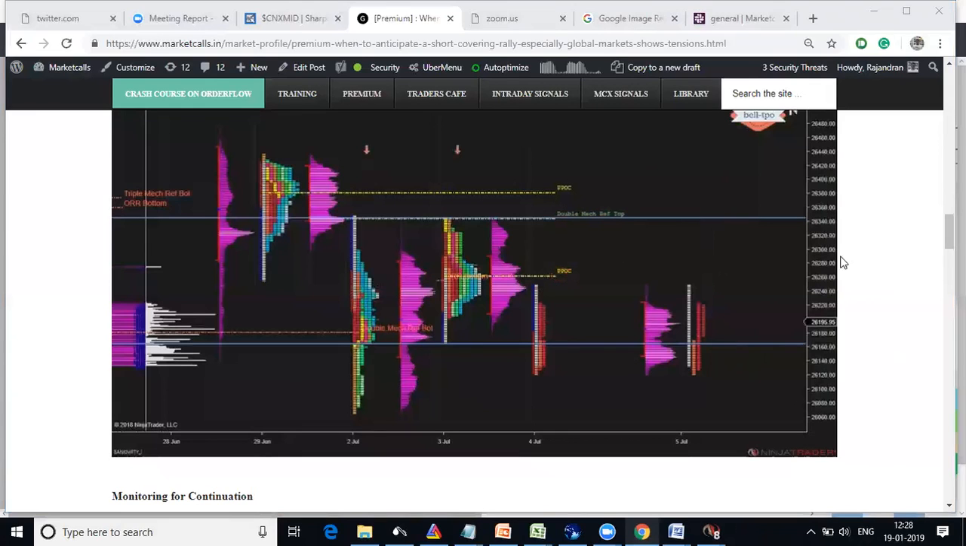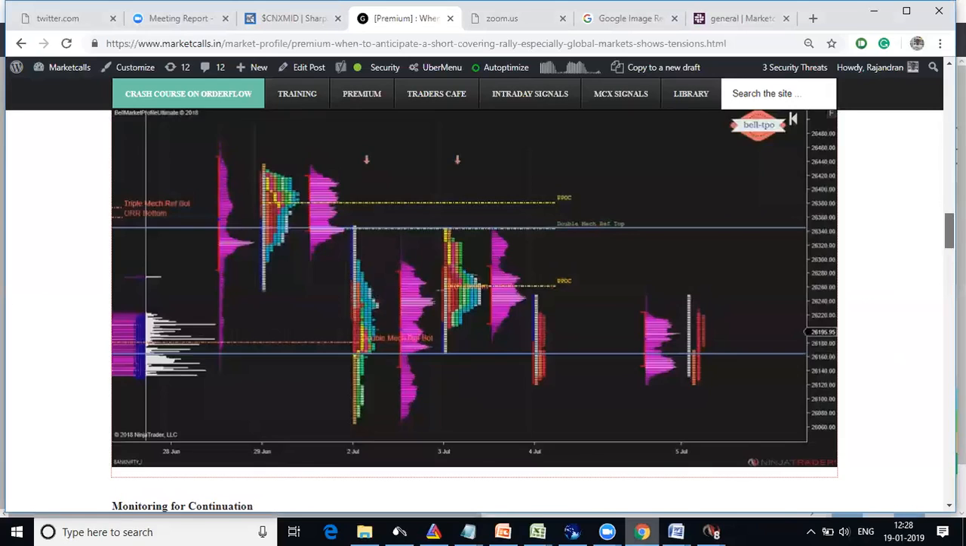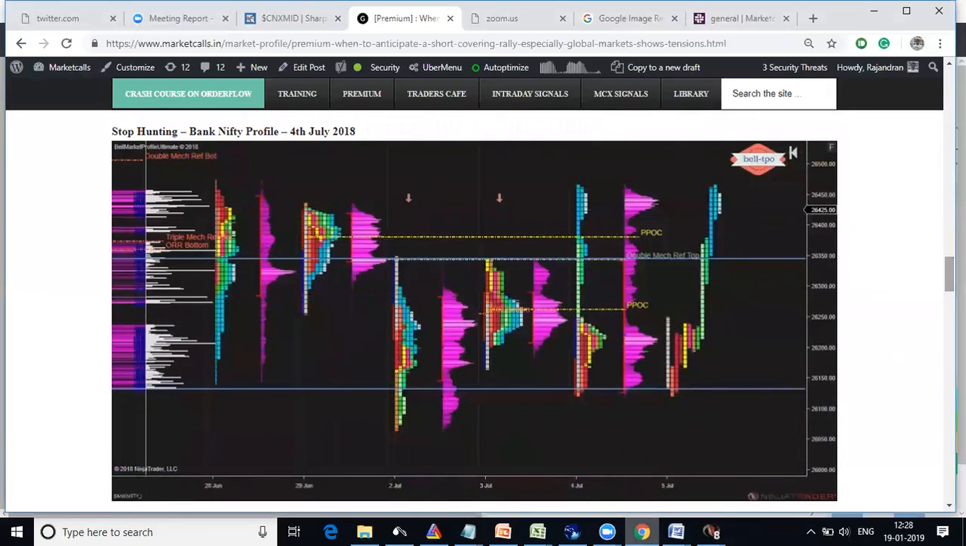If you look into that, you'll be seeing only a short covering rally throughout the end of the day. It came like this. There was a short covering rally towards the first point of control. There was one more, the double mechanical reference, or the poor high plus a weaker high. It's a poor high plus weaker high combination that got cleared. And again, they went on testing the third day high also. The 3-day high has been taken out.